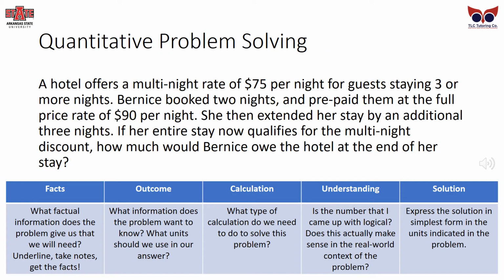Consider the following problem. A hotel offers a multi-night rate of $75 per night for guests staying 3 or more nights. Bernice booked 2 nights and paid them at the full price rate of $90 per night. She then extended her stay by an additional 3 nights. If her entire stay now qualifies for the multi-night discount, how much would Bernice owe the hotel at the end of her stay?